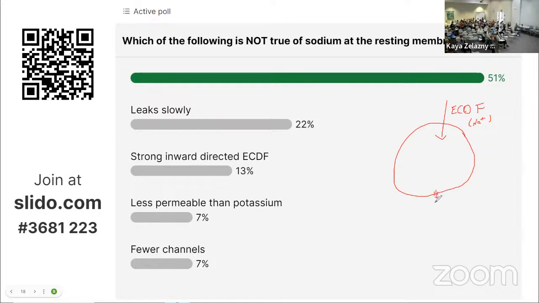We only have a few channels for sodium available. Versus if we were talking about potassium, our situation would be different, because we have relatively, compared to sodium, a lot more potassium channels, but its whole force situation is different. It wants to leave cells and the force isn't that large. So for sodium, the reason we don't have much moving is that we don't have very many channels, even though we have this really strong force.